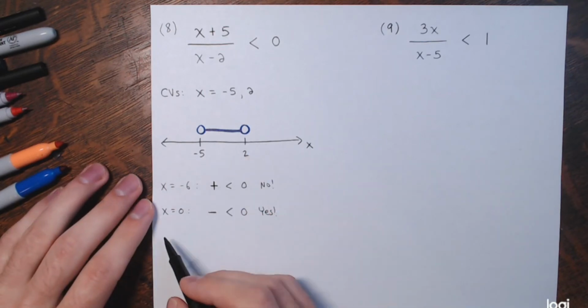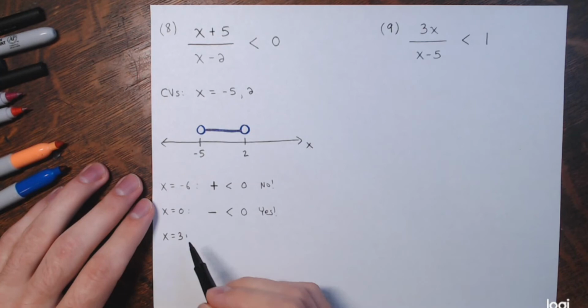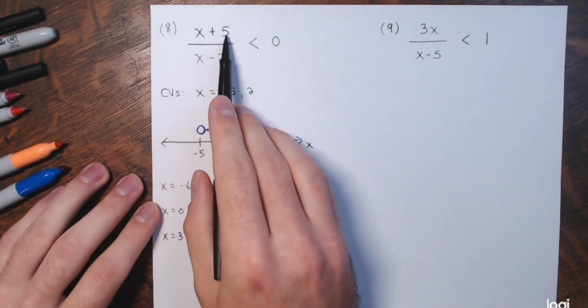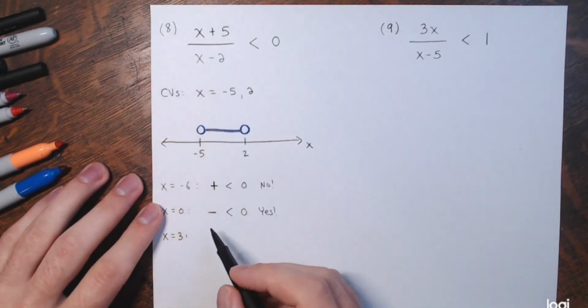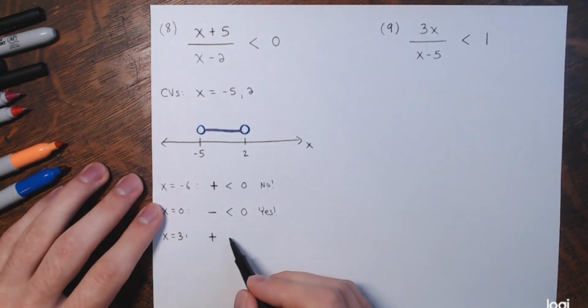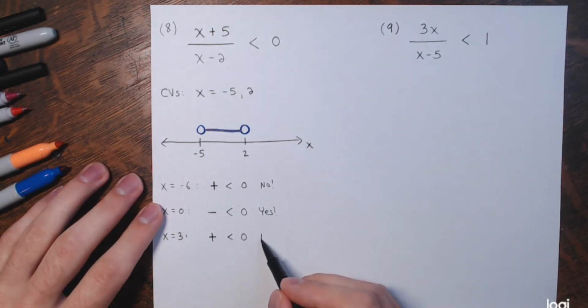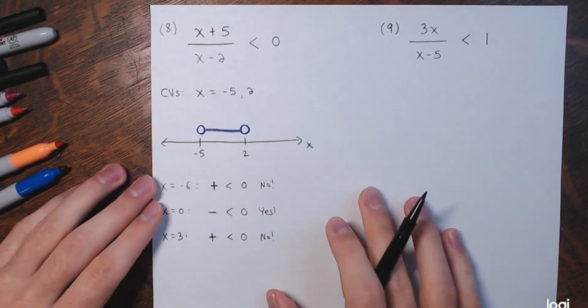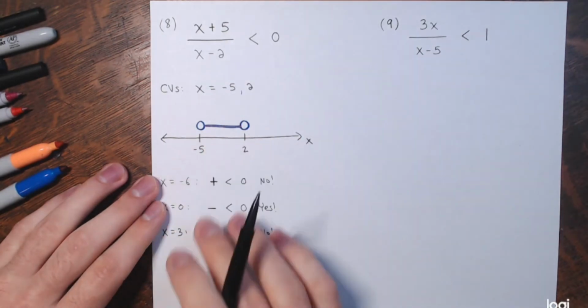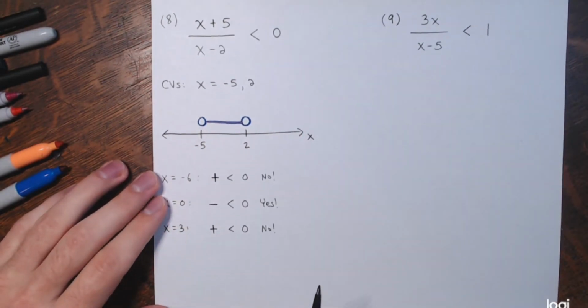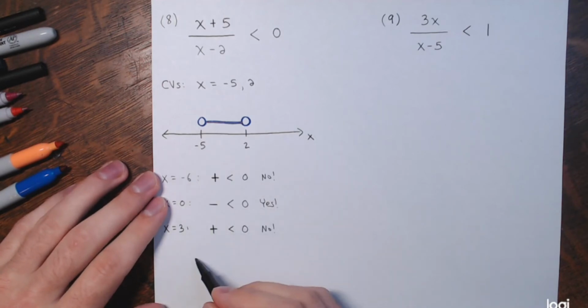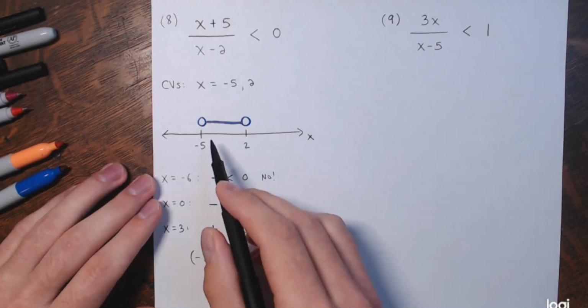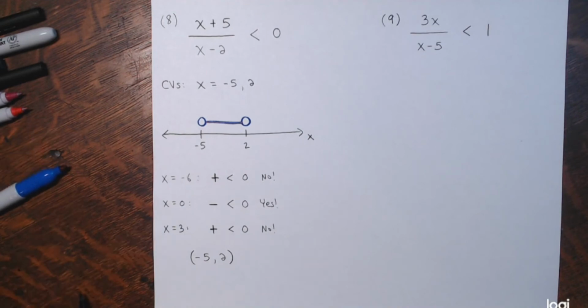And then to the right of 2, say x equals 3, the numerator would be positive, the denominator would be positive, meaning you have a positive number on the left is less than 0, and that's false. That's not true. So again, I leave that blank. So the only solutions to this inequality are all the numbers between -5 and +2. There's a graph of it, and this would be the interval notation for it, right? -5, 2, and then parentheses on both of these, because both these numbers were not solutions. And that's it.